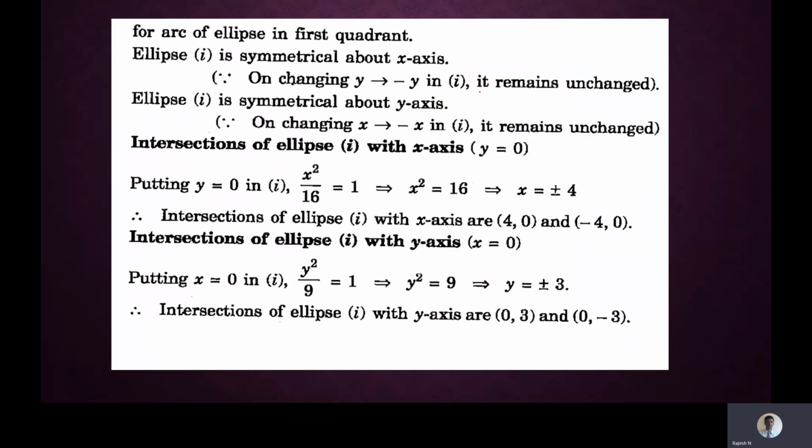So this is about symmetry. Symmetry means if you change y to minus y, instead of y, if you put minus y, you get the same equation. Instead of x, you substitute minus x, then you get the same equation. So it is symmetric with respect to the x-axis and y-axis. So directly you can find 4, 0 and minus 4, 0, here 0, 3 and 0, minus 3.